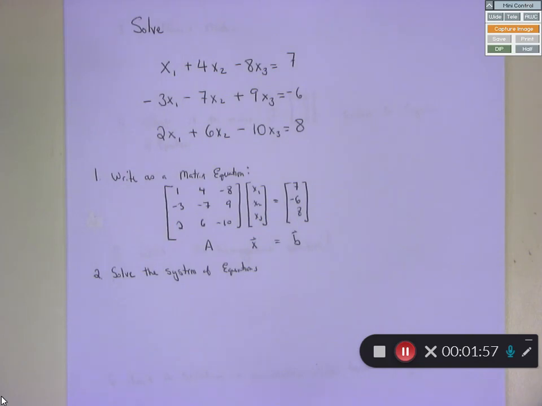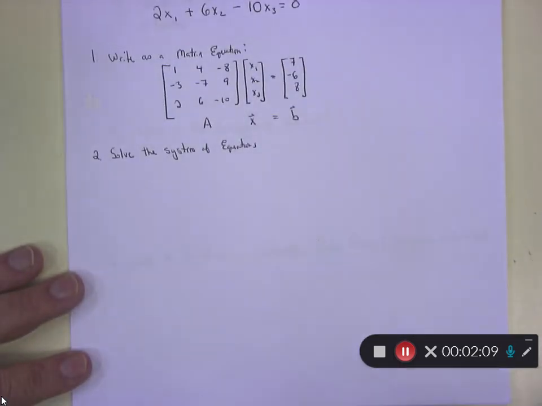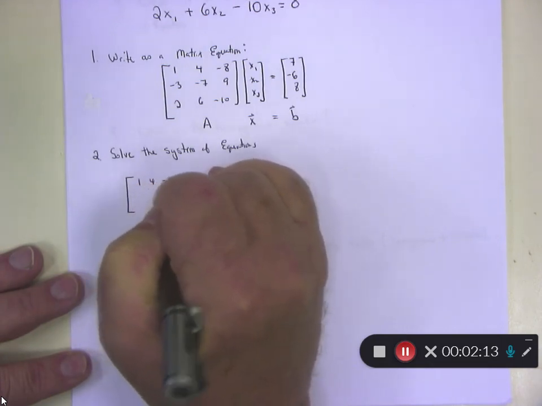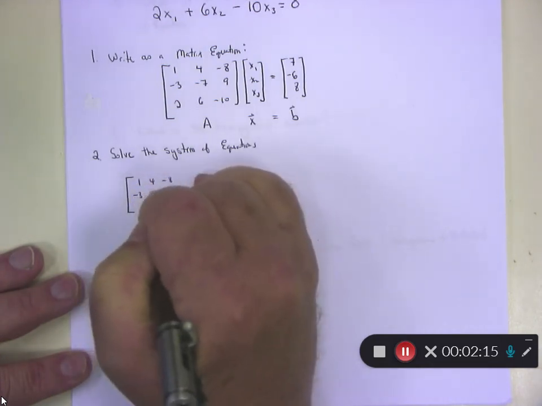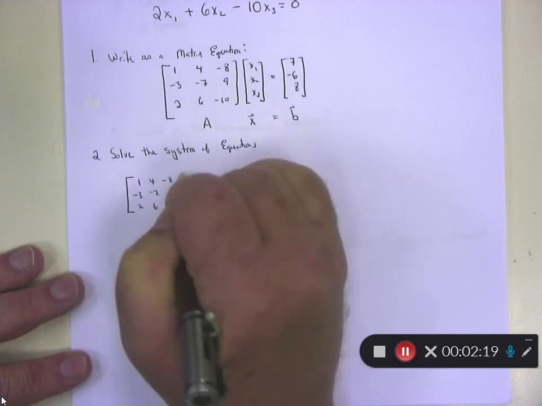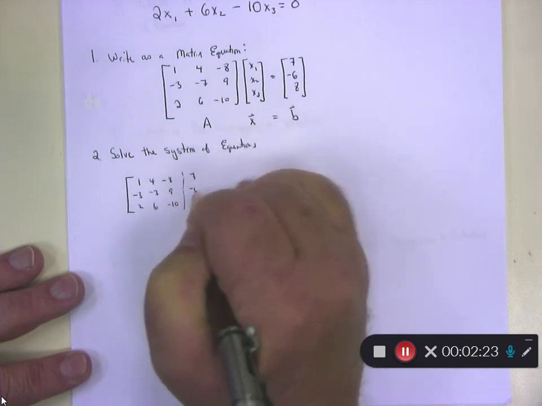Now, if I wanted to solve this thing, based on what we've covered so far, don't worry, we're going to learn about new ways of solving this stuff in chapter 2. But right now, still focusing on what we learned in chapter 1. Chapter 1 was large, it had 10 sections in it. I would augment this matrix. This would be 1, 4, negative 8, negative 3, negative 7, 9, 2, 6, negative 10. Augment with that 7, negative 6, 8.